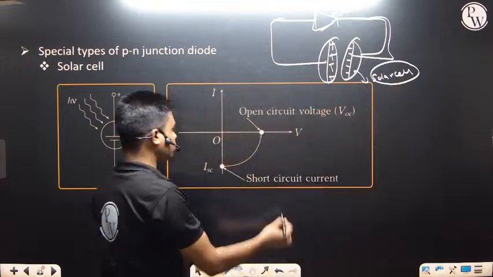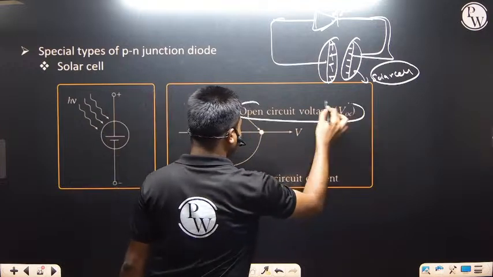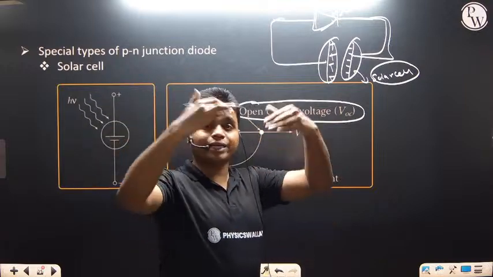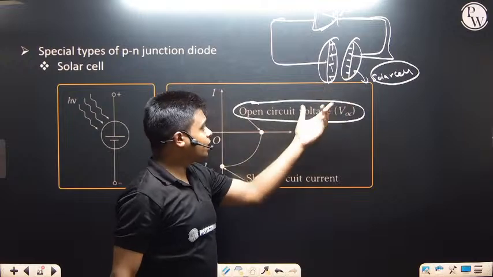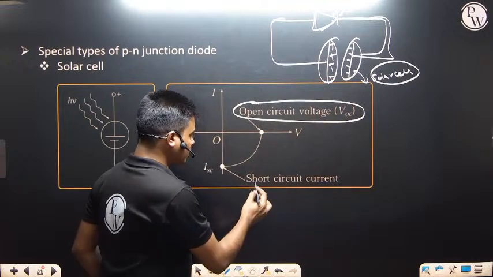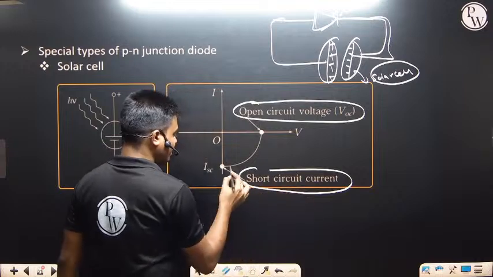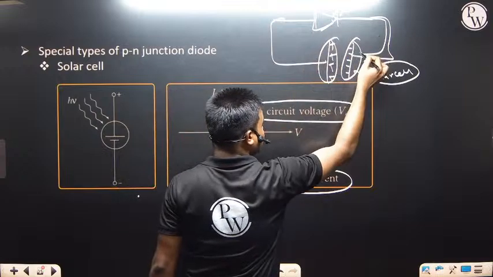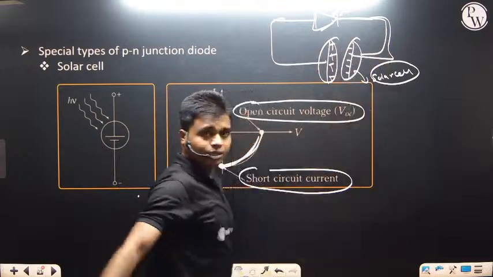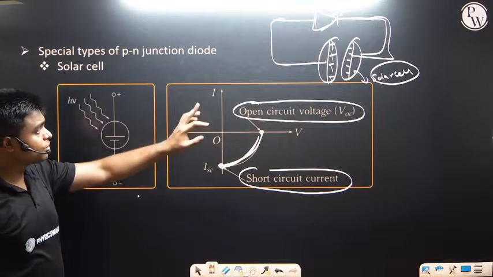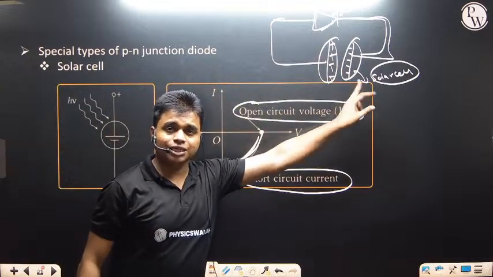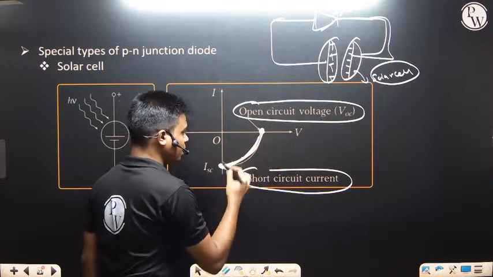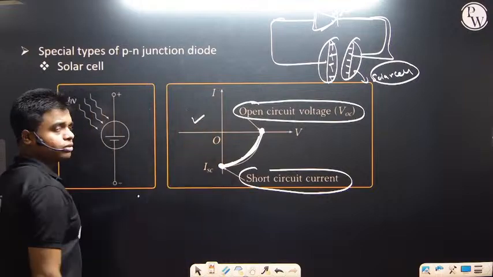And here we have two terms. This particular point on the graph is the open circuit voltage. What is open circuit voltage? When the circuit is open and the capacitor is fully charged after some time, this gives the open circuit voltage. What is short circuit current? Initially, when the capacitor is not at all charged. Once it gets fully charged, there is no further accumulation of charges inside the capacitor, and this gives rise to the open circuit voltage. The graph will be like this. So this is the graph that you have to remember for the solar cell.